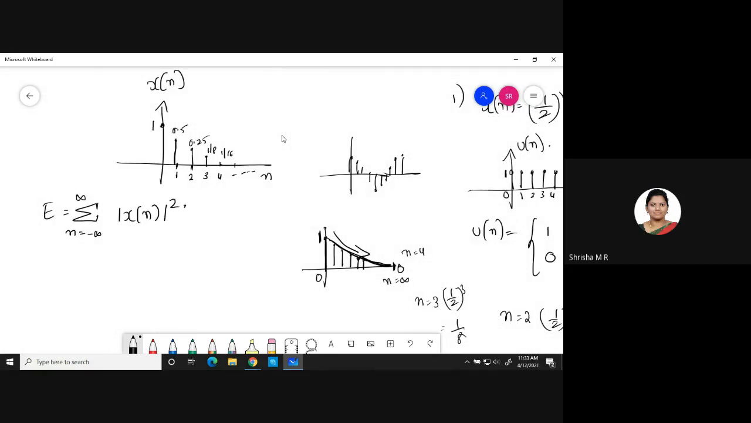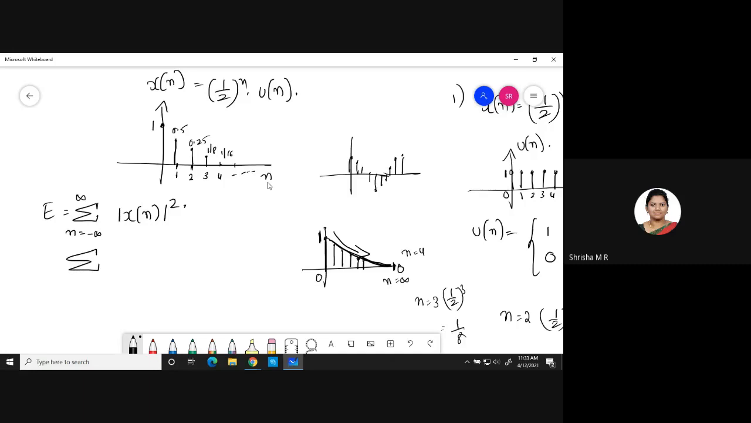Right? So what is our x of n? Half to the power of n into u of n. Correct? So this is the equation form of x of n. Graphically, the signal will look like this. Half to the power of n u of n resembles this. At n is equal to 0, amplitude will be 1, and amplitude will be 0 at n is equal to infinity. Fine. So we'll try to solve this problem.